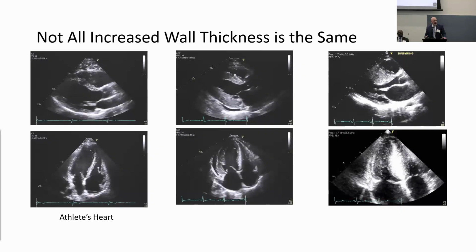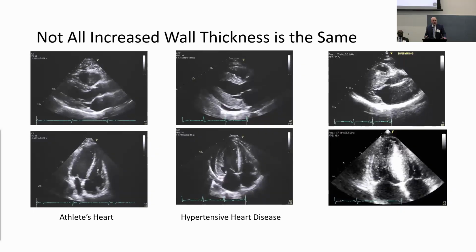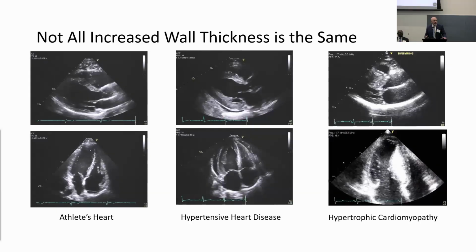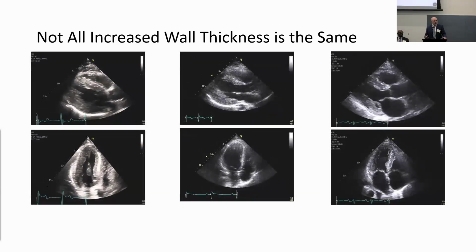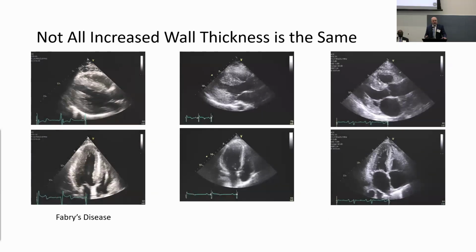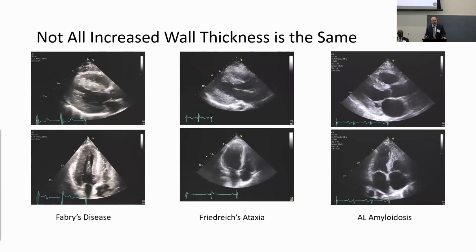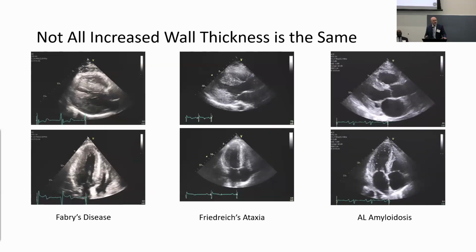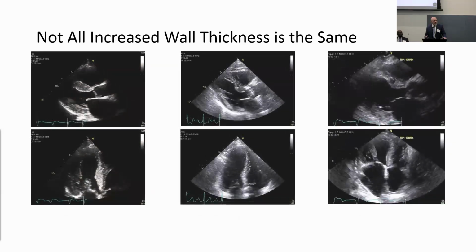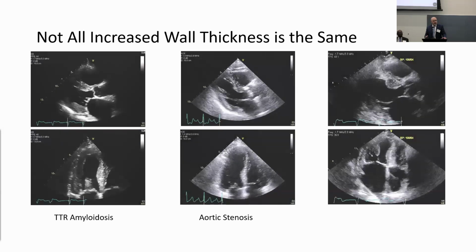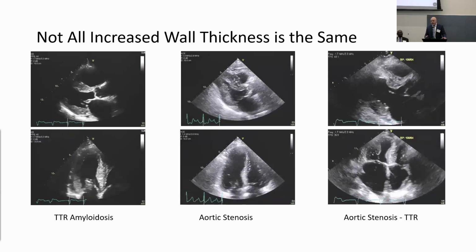On the left, you can have athlete's heart. You can have hypertensive heart disease. You can have hypertrophic cardiomyopathy. We can have Fabry's disease, Friedreich's ataxia, AL amyloidosis. We can have TTR, aortic stenosis, as a combo, as Dr. Jamal just showed.